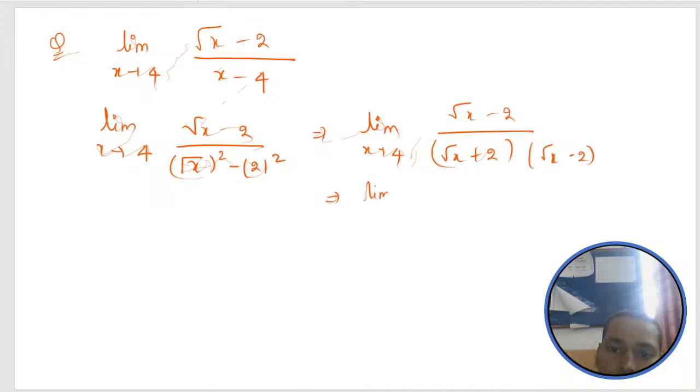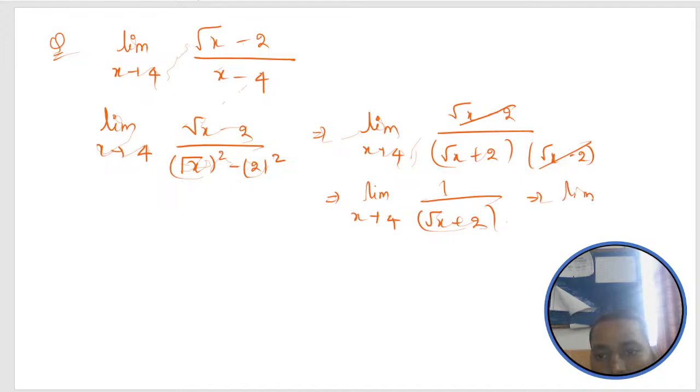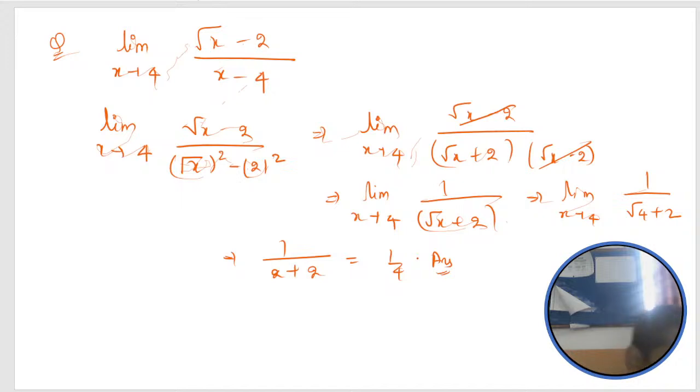And the limit x tending to 4, root x minus 2 and root x minus 2 can be cancelled, 1 upon under root x plus 2. So the limit x tending to 4, 1 upon, in the place of x we will write root 4 plus 2, then 1 upon 2 plus 2 equals to 1 upon 4. This is the answer of the given question. Let's solve more questions on this limit chapter.